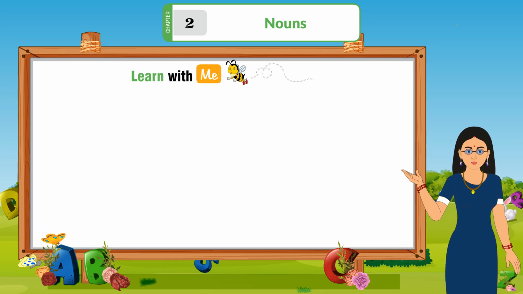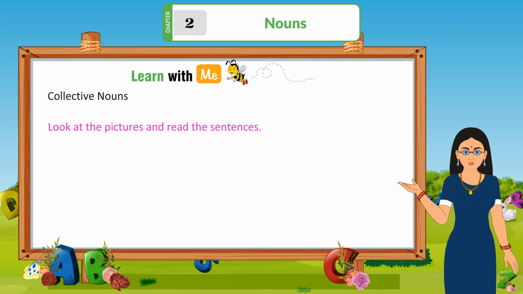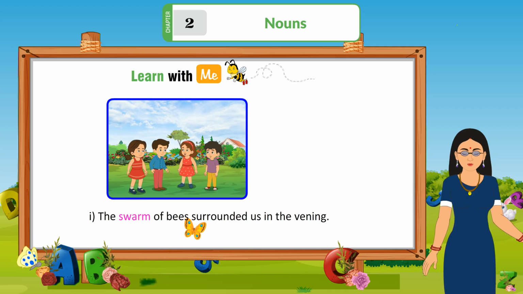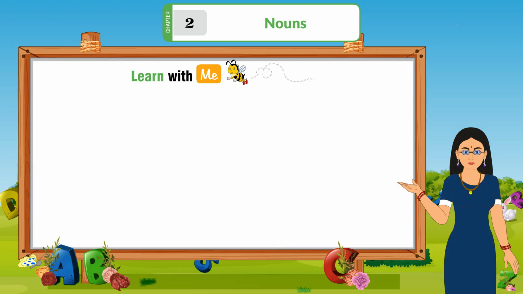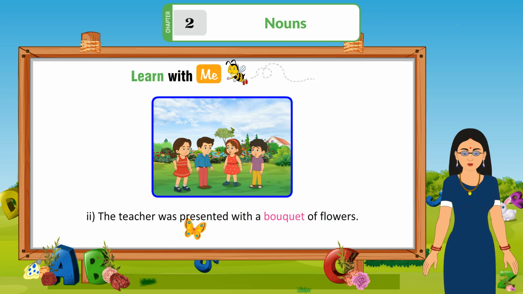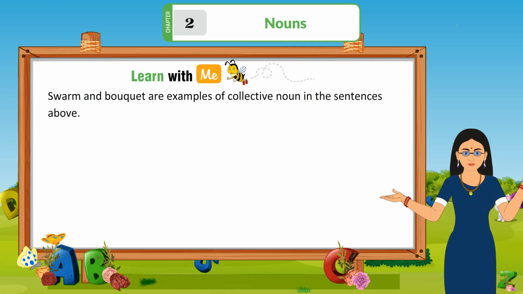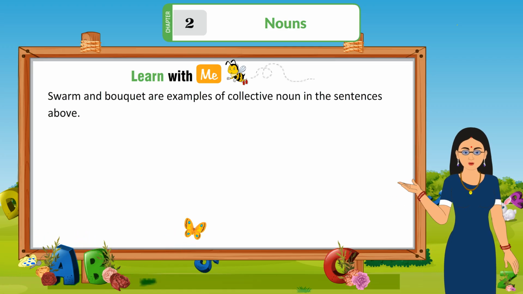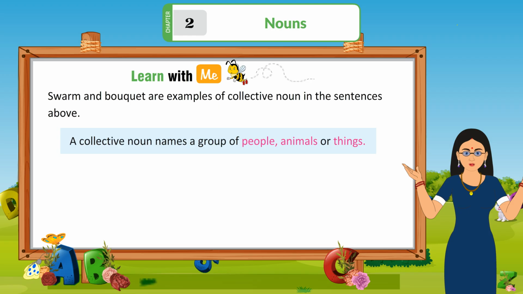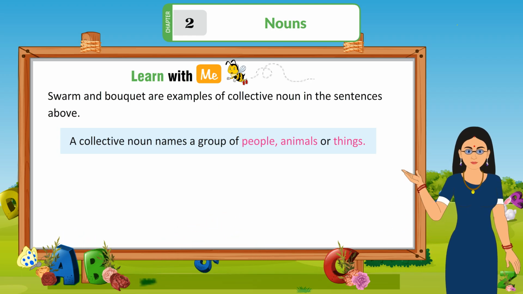Learn with me. Collective noun. Look at the pictures and read the sentences. 1. The swarm of bees surrounded us in the evening. 2. The teacher was presented with a bouquet of flowers. Swarm and bouquet are examples of collective nouns in the sentences above. A collective noun names a group of people, animals, or things.